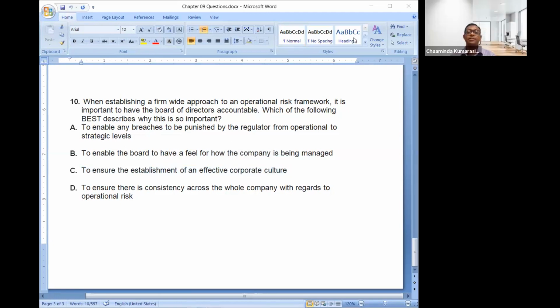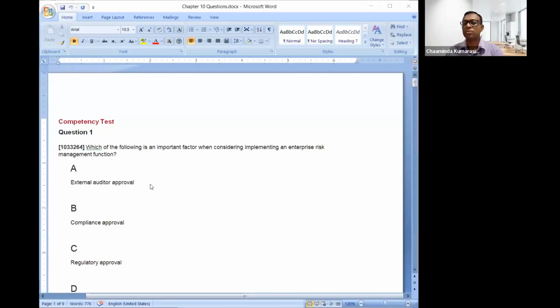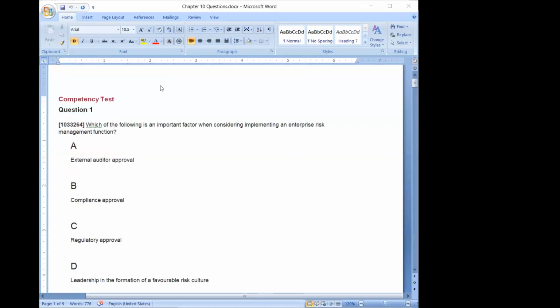Right. That is the end of chapter 9. So let's start the last one, chapter 10 also. If possible, let's try to finish it so that we can close it today. Right. If you can go fast, I can also discuss the questions faster. Let's see. Question number 1. This is the last topic.